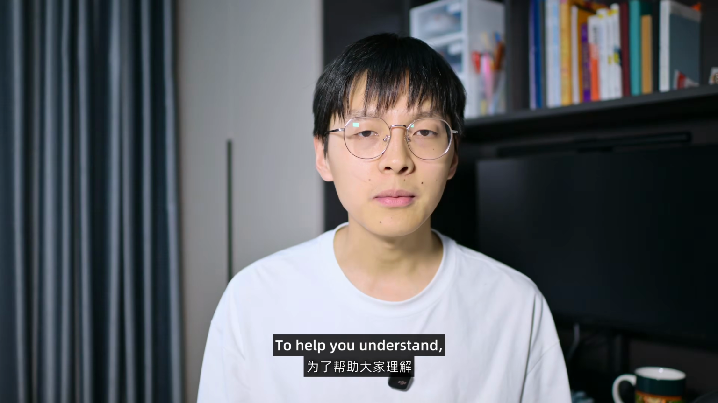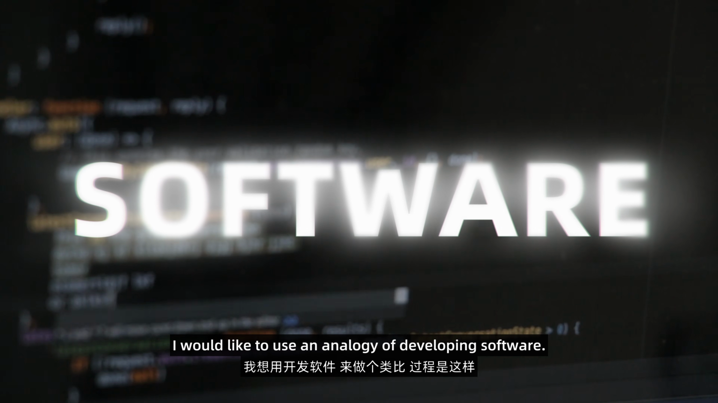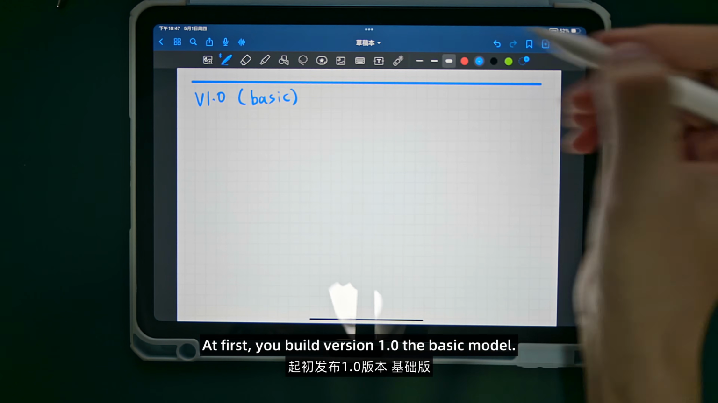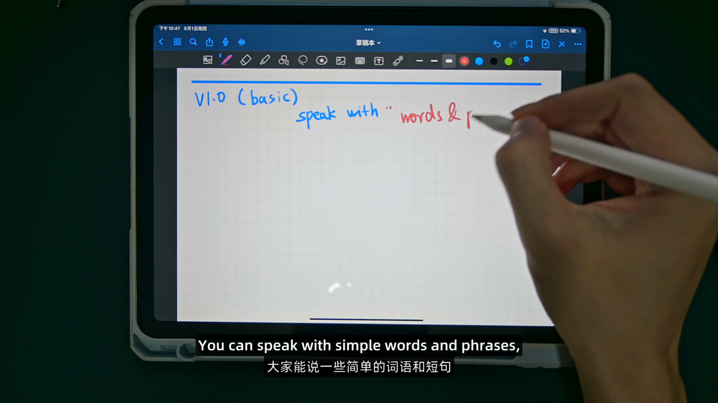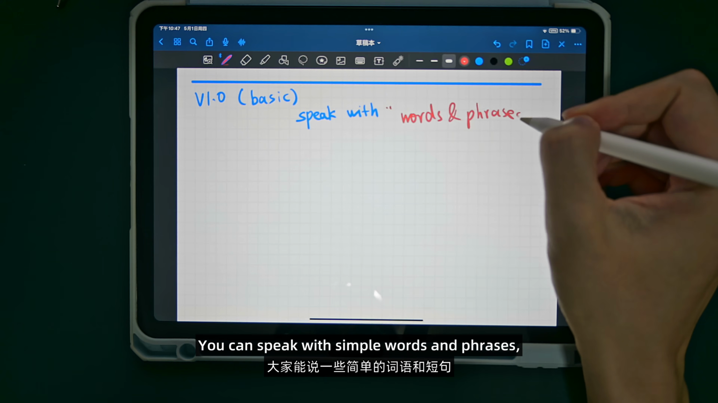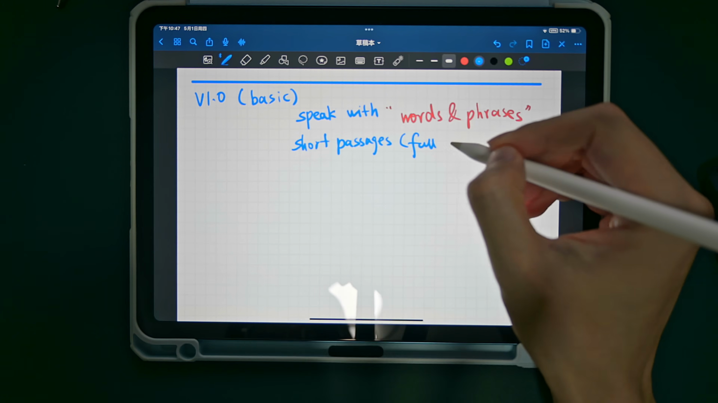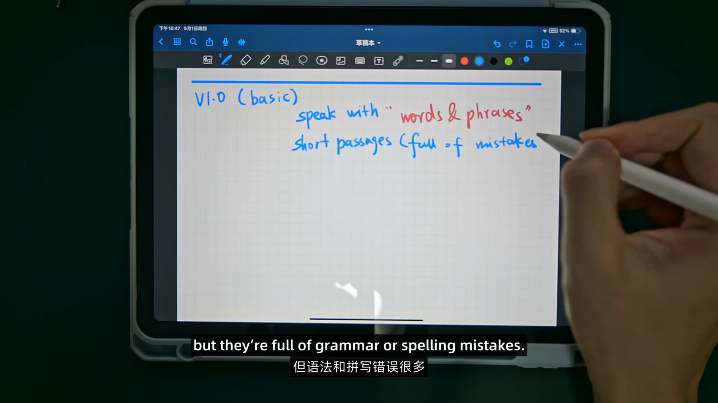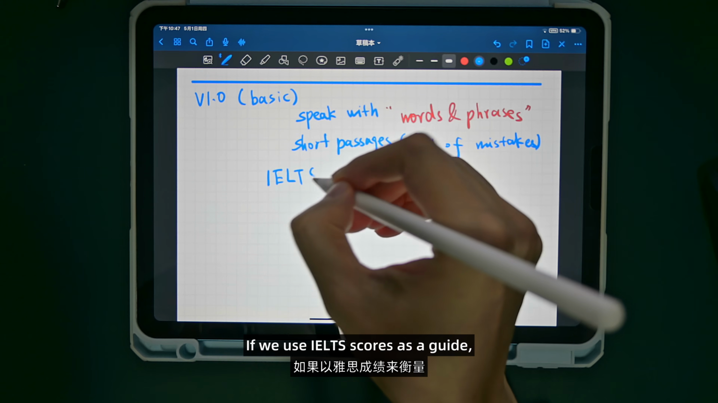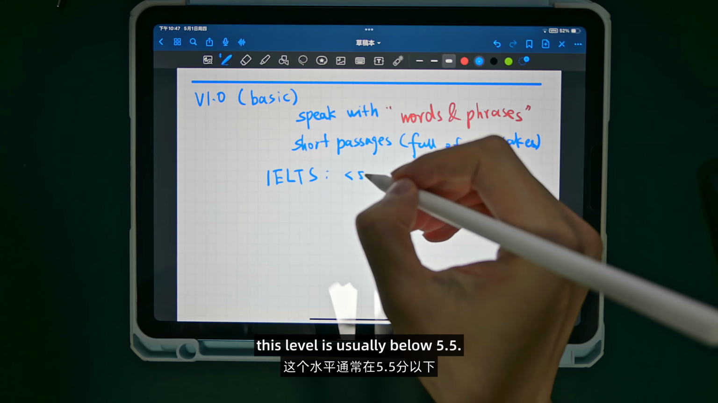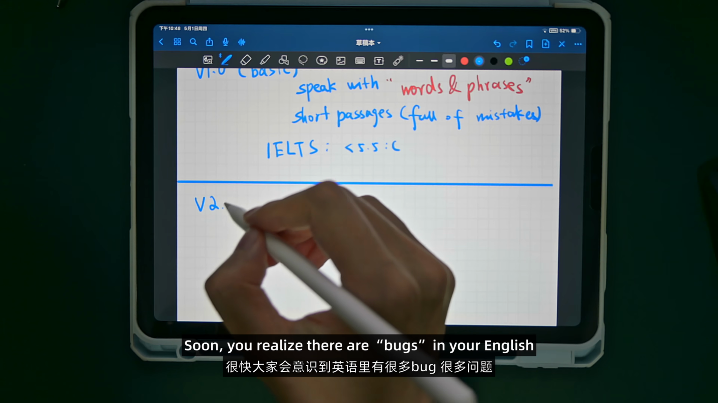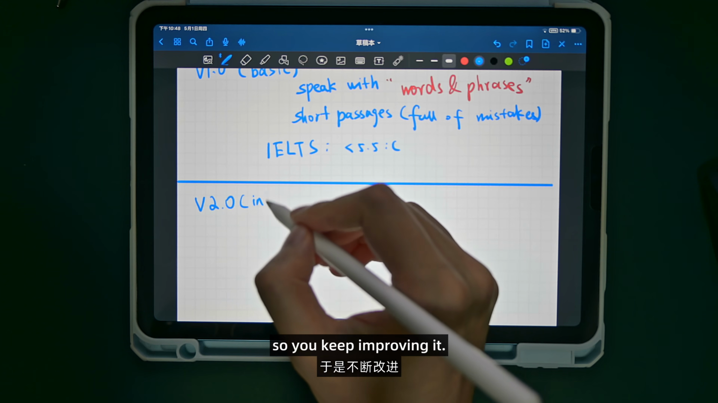To help you understand, I would like to use an analogy of developing software. At first, you'll build version 1.0, the basic model. You can speak with simple words and phrases, but not full sentences. You might write short passages, but they are full of grammar or spelling mistakes. If we use IELTS score as a guide, the level is probably below 5.5. Then you realize there are bugs in your English, so you keep improving it.